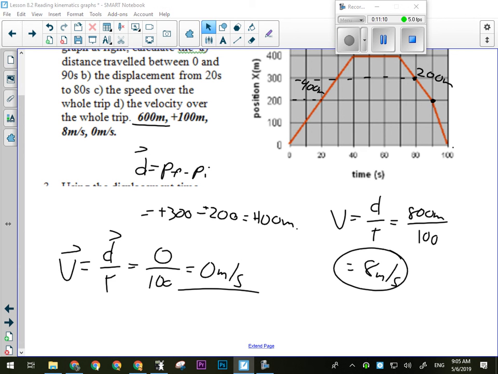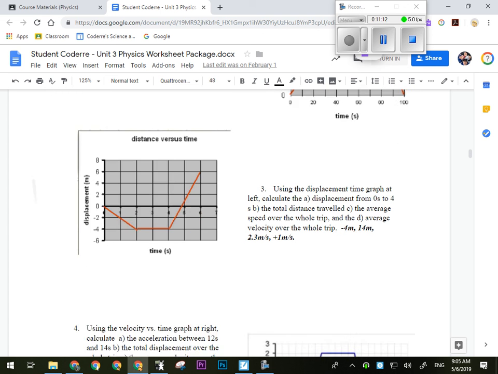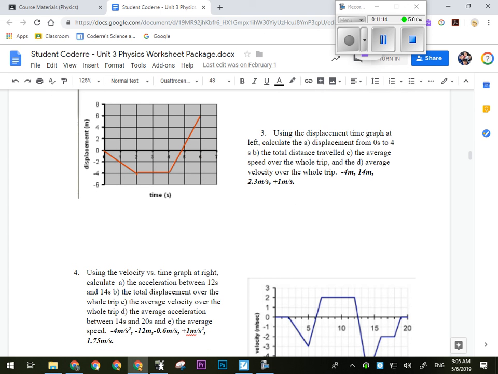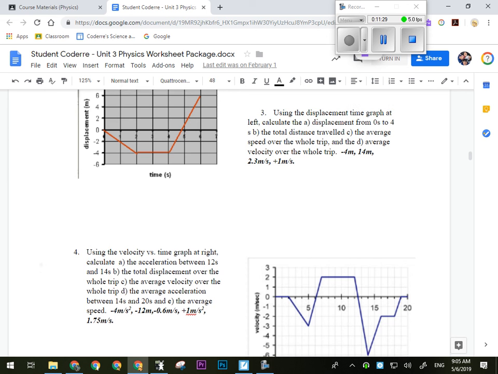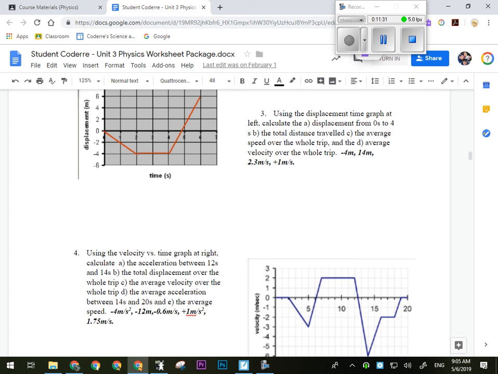Just keep going until you get to, or sorry, no, stop, because at number 4, we're getting into velocity versus time graphs, and I want to do that one together to review velocity versus time graphs. So if you're already done number 3, don't worry about number 4, or you can try it if you think you know how to do it, go right ahead. But we want to make sure we get a chance to talk about it as well.